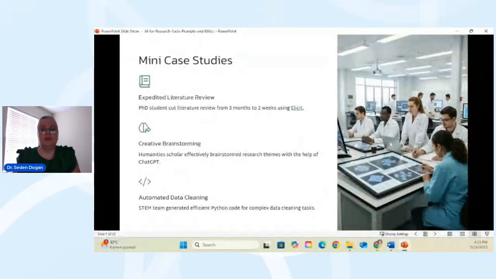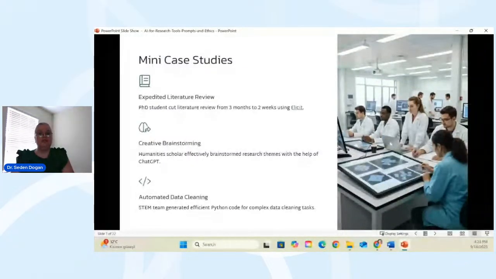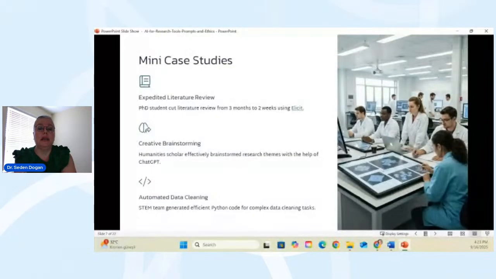So here I would like to talk about three case studies. The first one is a literature review. A PhD student recently had to do a literature review on AI adoption in higher education. Let's assume normally this literature review might take two to three months, right? Of digging, finding the correct articles, reading them, organizing them. Instead, this student used Elicit to gather around 120 abstracts in a matter of days.